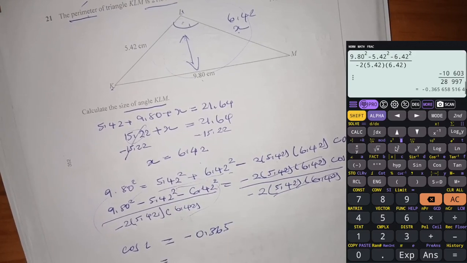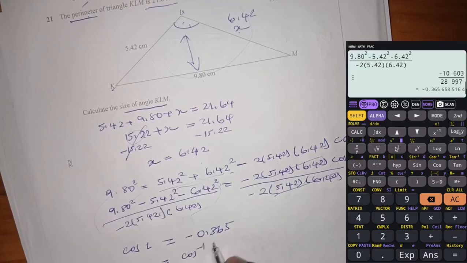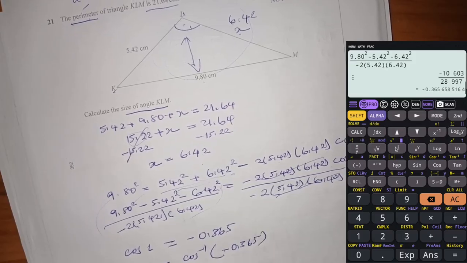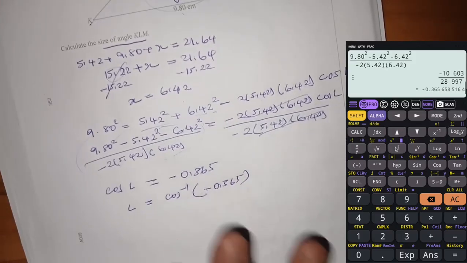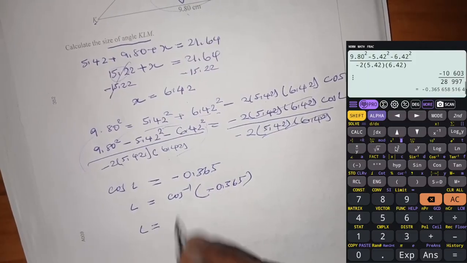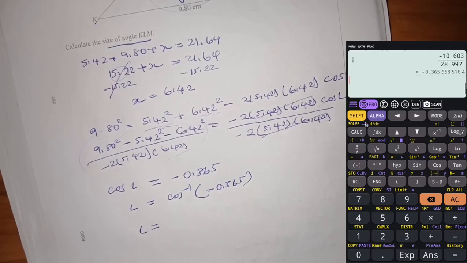So your L is now equal to the arc cos of negative 0.365. Remember, we are not solving for the angles, so now we need to include the negative. The L will be equal to, in your calculator, just press arc sine like that. Answer, which was the 0.365.